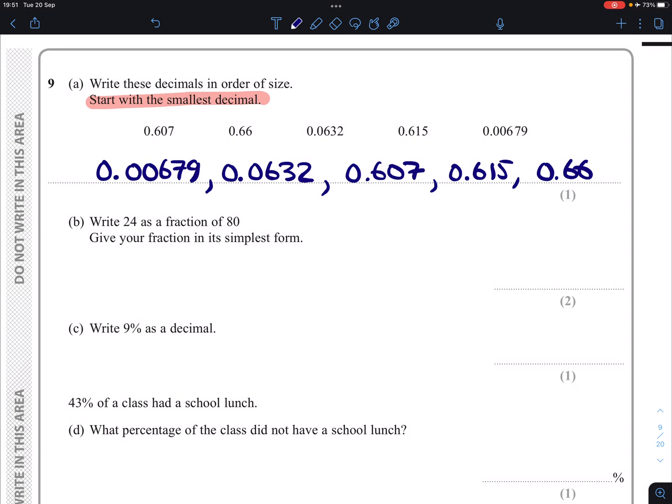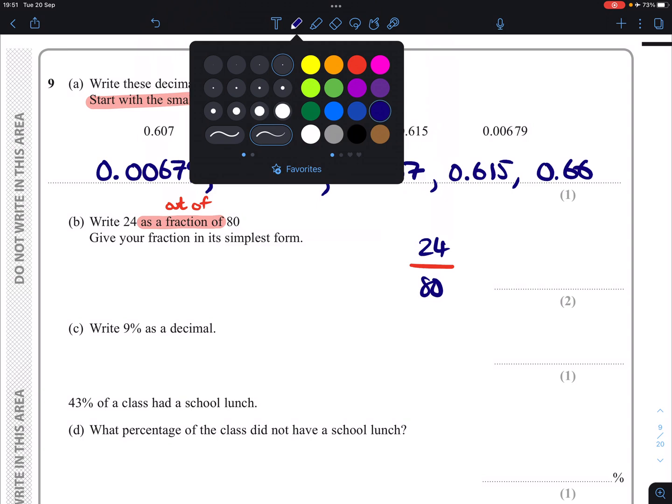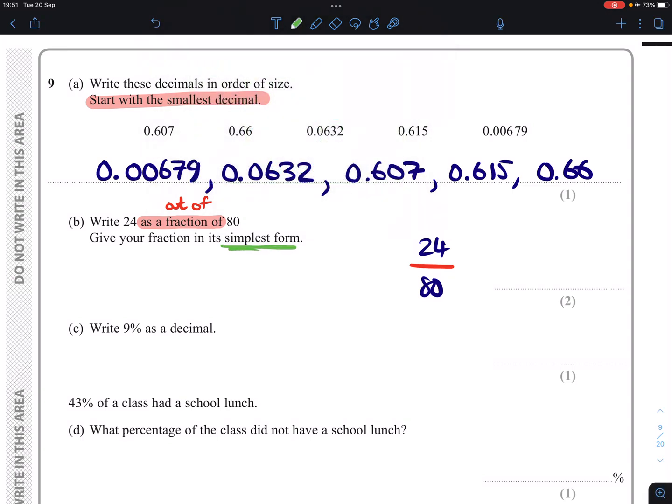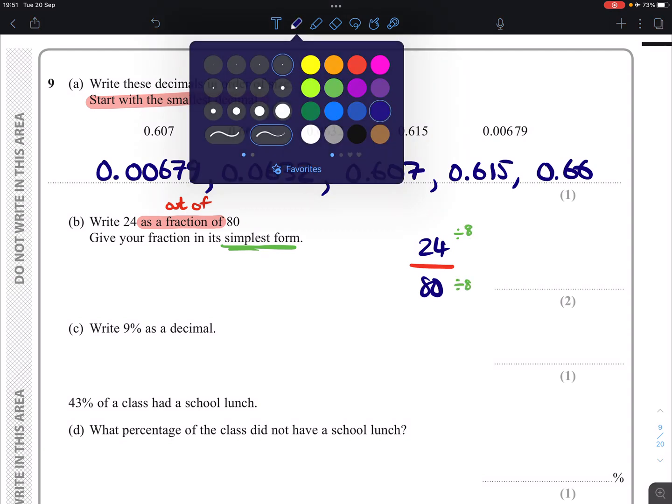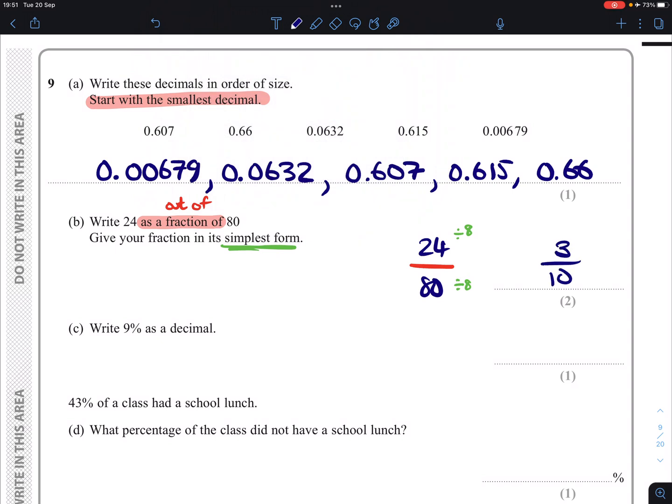Part B, write 24 as a fraction of 80. Basically, 24 out of 80. So for the first mark out of 2 for this question, I write 24 out of 80. It then asks us to simplify it. You can technically just type it in your calculator, but if we divide top and bottom by 8, that turns the top into a 3 and the bottom into a 10. So 3/10 is our fully simplified fraction.